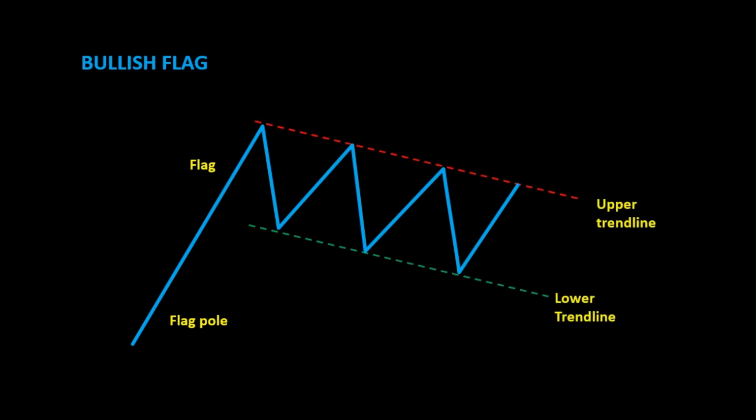The bullish flag typically appears within an ongoing uptrend and signals a short pause before the trend continues upward. Once the price breaks above the flag's upper trend line, there is a high probability that the uptrend may continue.